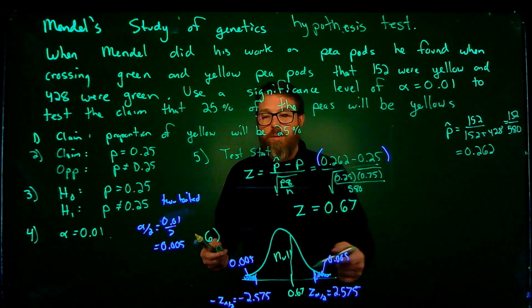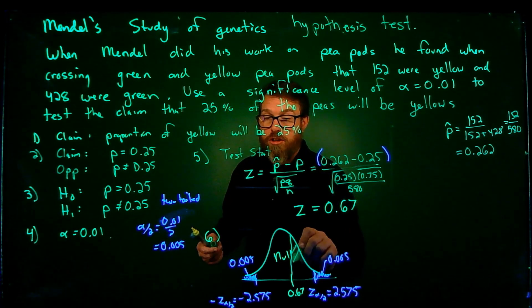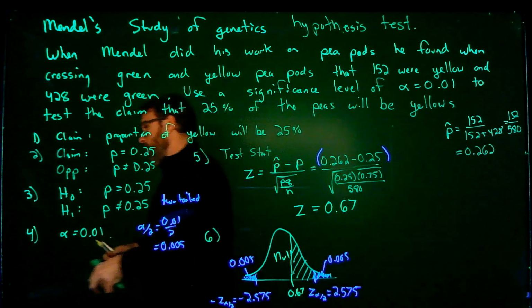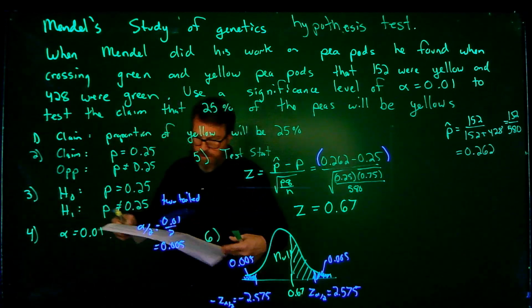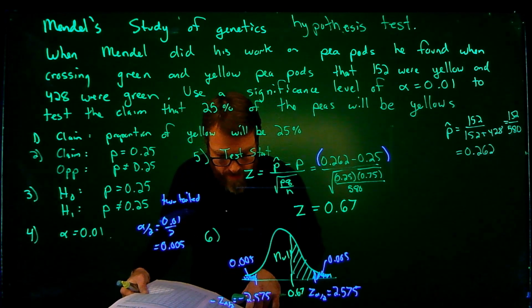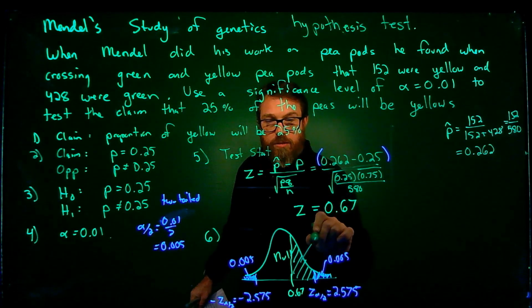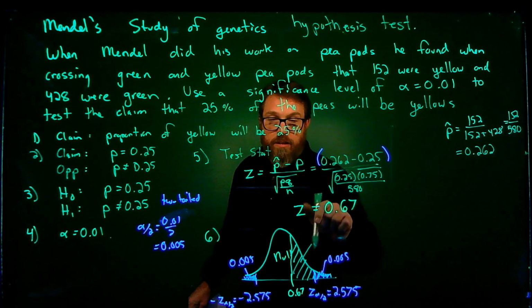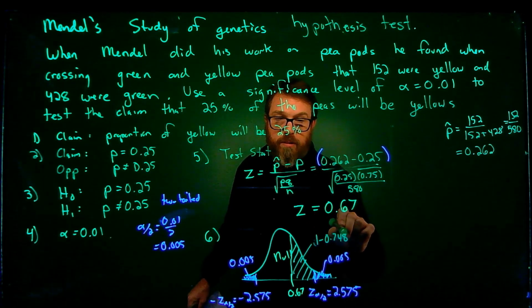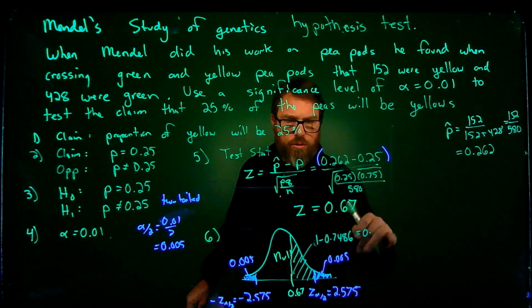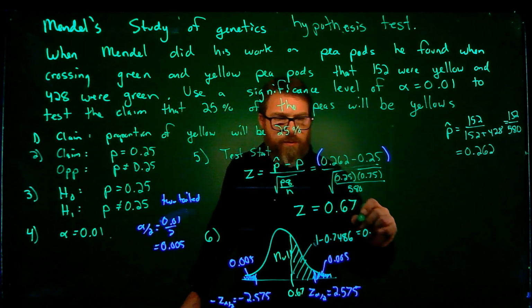Now I have to be a little bit careful. I don't really want the area, but I actually need twice the area because it's two-tailed. So what I'm going to do is find the area of that green for that 0.67. So when you look up 0.67, this is going to be equal to 0.7486. My bad. That's actually this white area. This is going to be 1 minus that. So this is going to be equal to 0.2514.